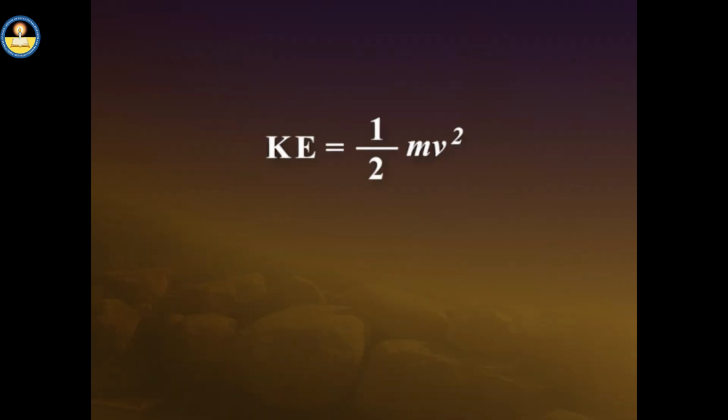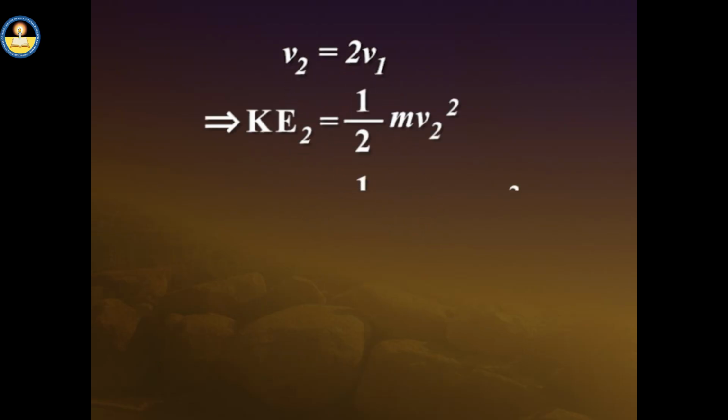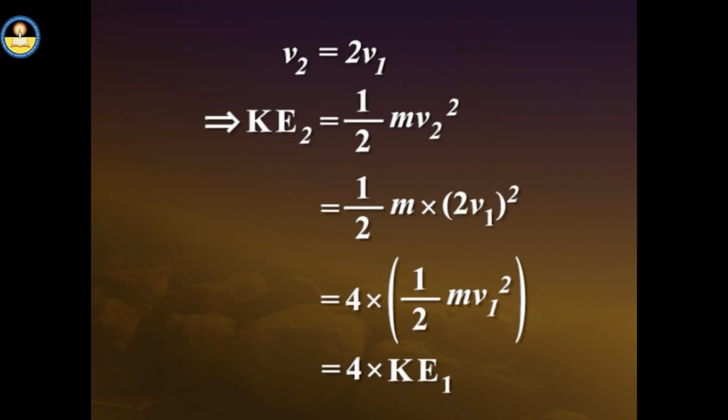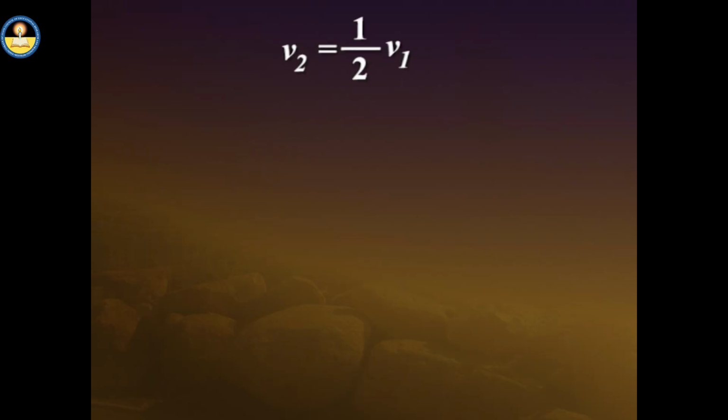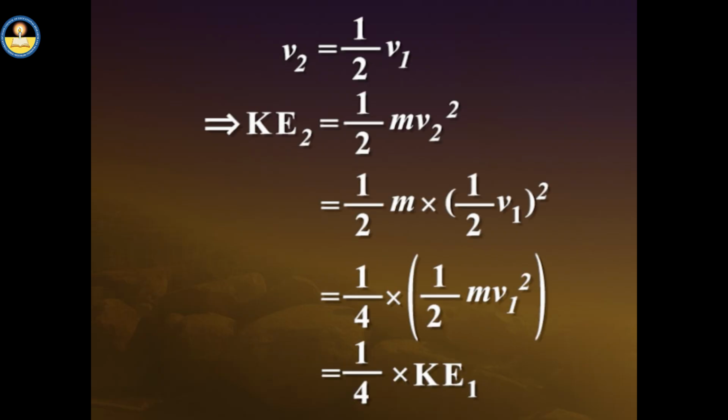This equation reveals that the kinetic energy of a body is directly proportional to its mass as well as to the square of its velocity. That means, for a twofold increase in speed, the kinetic energy will increase by a factor of 4. And if the speed becomes half, the kinetic energy will become 1/4.